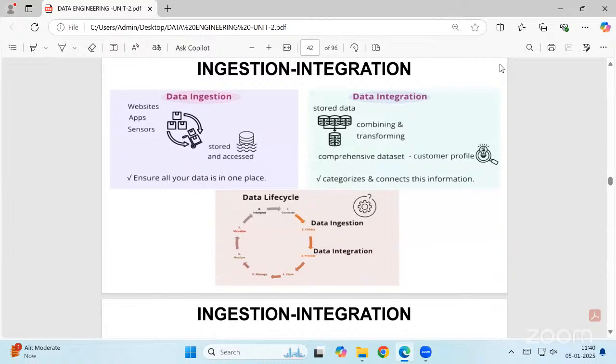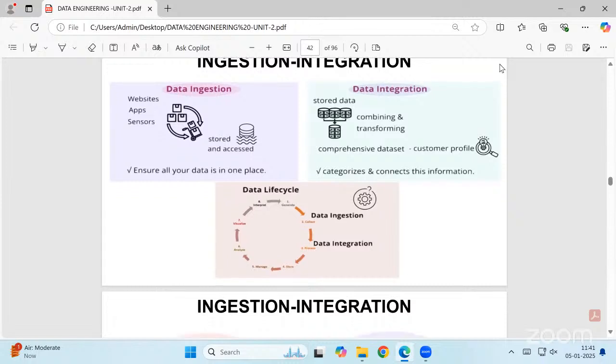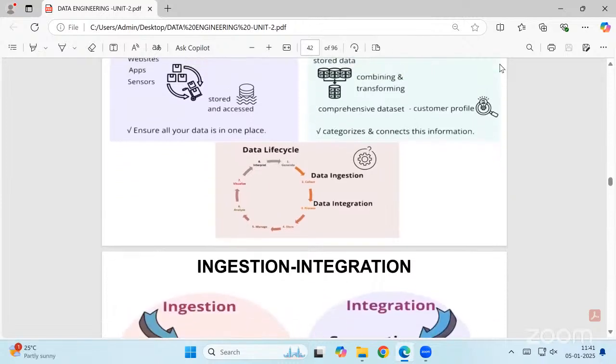Integration is the next part. This is the place where we get integration in the data life cycle. Data ingestion is similar to the data collection phase in the data life cycle. Data integration is equivalent to the processing phase. Integration means combining them into a single entity: storing data, combining and transforming. Next, it categorizes and connects this information, like comprehensive data sets, customer profiles, all those things.